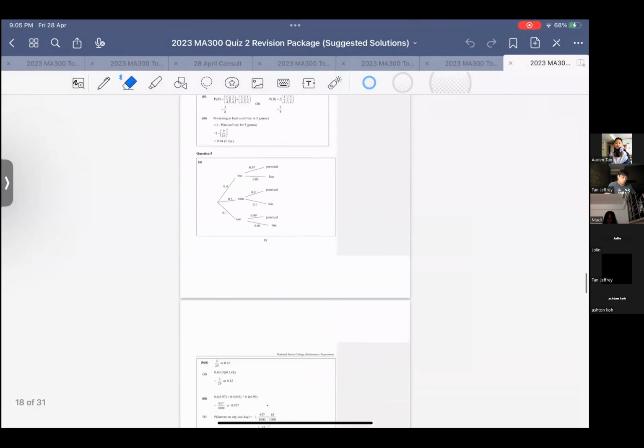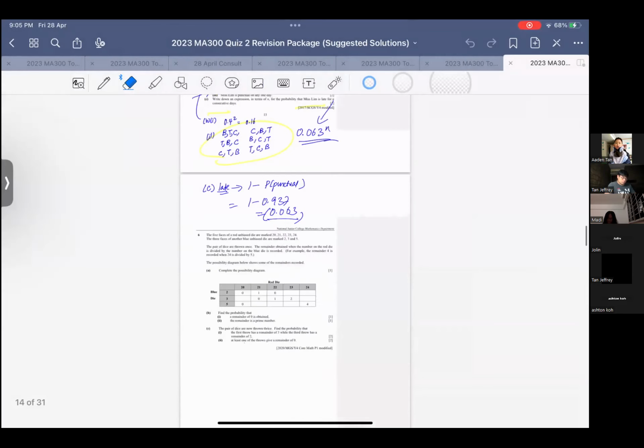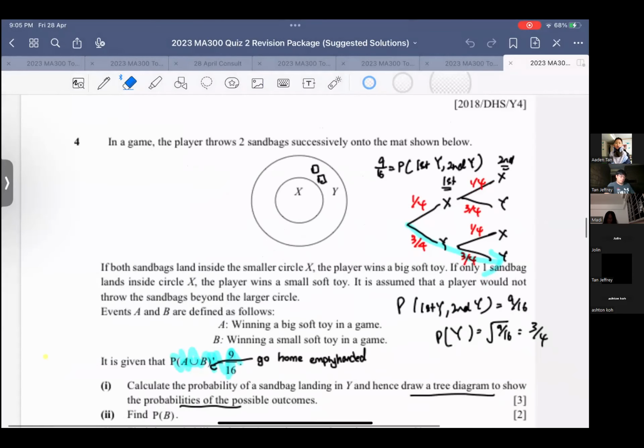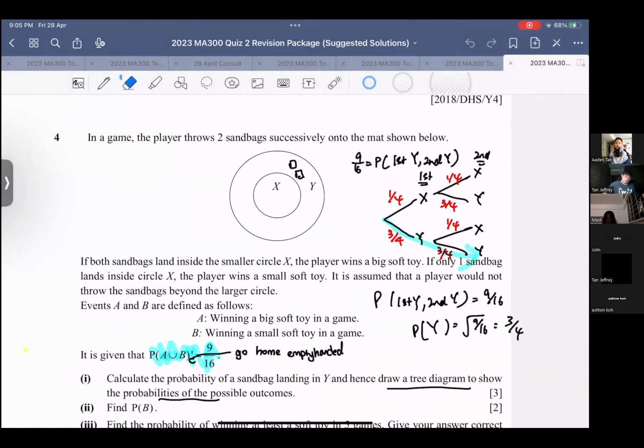Okay, so this one. Here, okay. Basically, the idea is that I throw two sandbags, okay. So imagine that I throw a sandbag and it has to land, it can only be a few scenarios, either both land inside here. Now, if both land in X, I will win a big soft toy, because I'm very accurate. But if one lands in X and one lands in Y, then this one gives me a small soft toy.